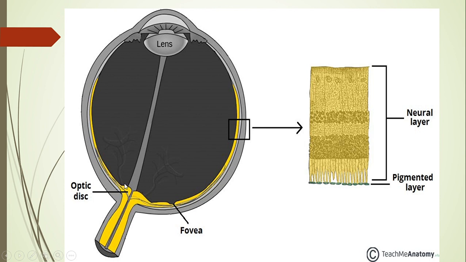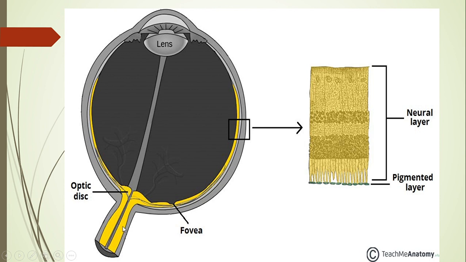The optic nerve pierces all the layers at a region that is named the optic disc. The optic disc is the area through which the optic nerve emerges out. No photoreceptor cells are present in this area, so this area is named the blind spot.